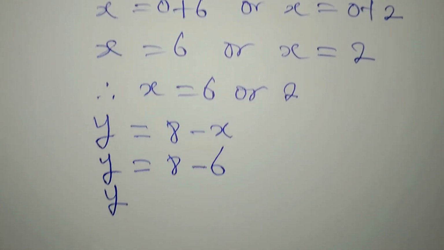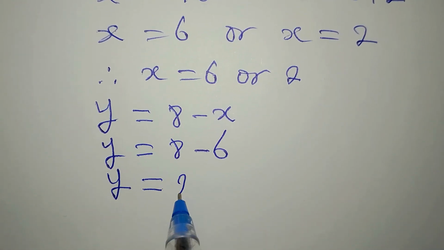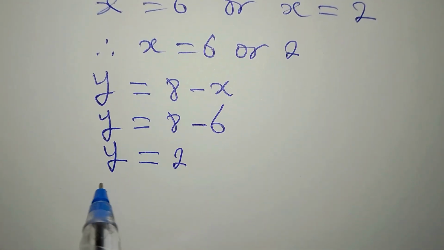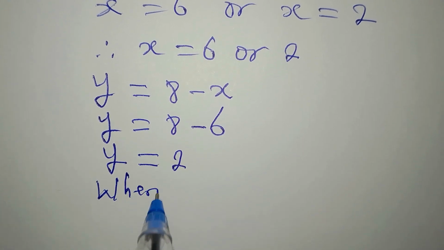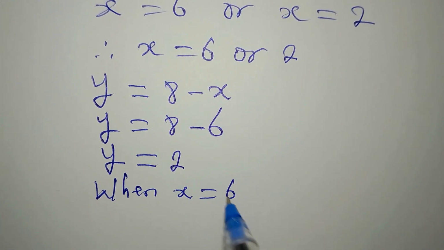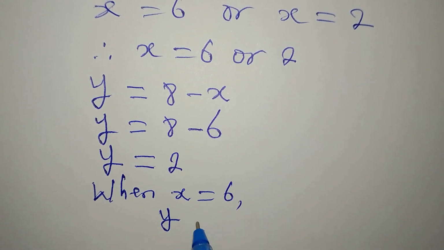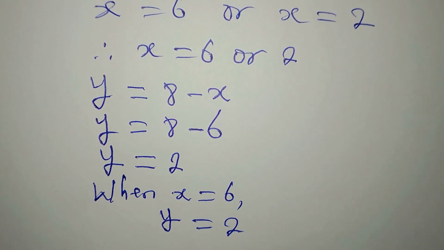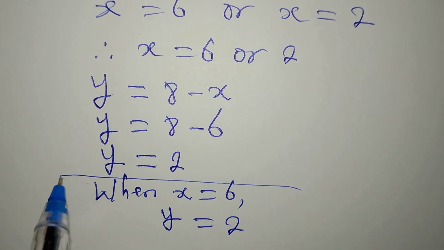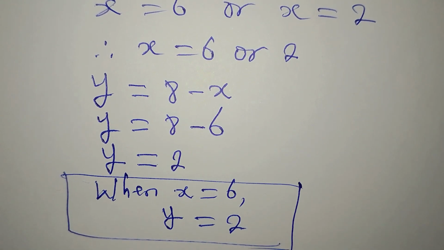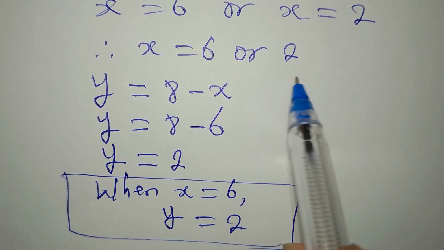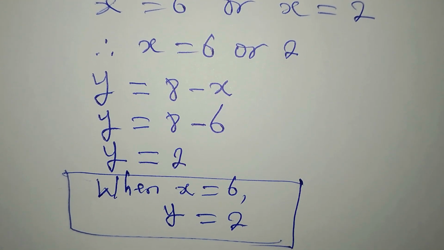So y now is equal to 2. So what are we saying? We are saying that when x is equal to 6, y is equal to 2. So this is all it is. Now let's go back to the other value of y when x is 2, right?